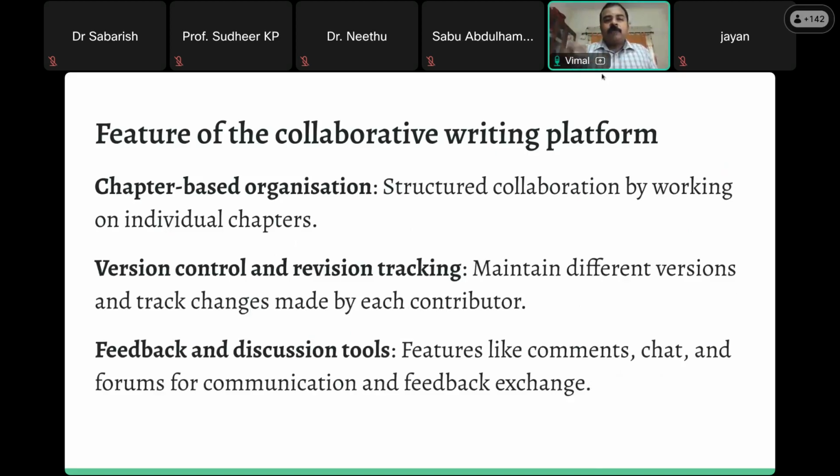Then these platforms have many features suitable for book writing. We can organize and structure the content chapter by chapter, and version control is possible. Suppose you have published a book and you want to update it by adding content, version control is possible. For example, in some books we can see versions 1, 2, 3, 4. There are no limitations. Anytime we can revise the content and instantly publish it. Such features are available with these cloud-based collaborative writing platforms.